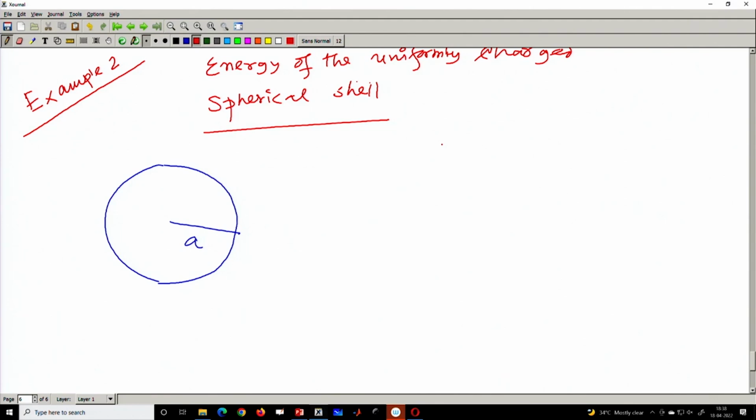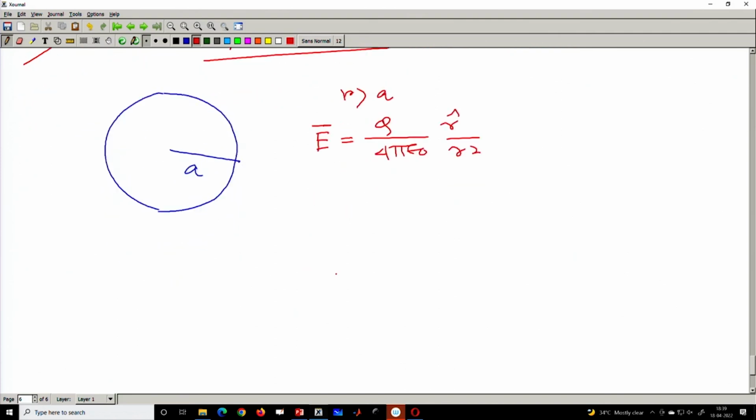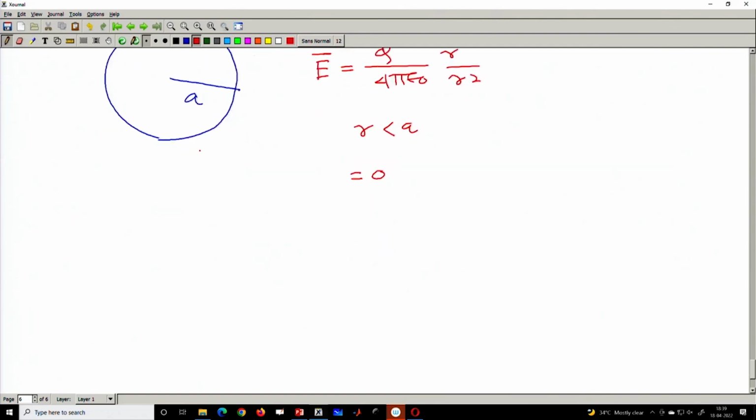So, the electric field we know for this shell at a point r greater than A is simply, using Gauss's law, q divided by, because q is the total charge, 4 pi epsilon 0 and then unit vector r by r square. That should be the value. Okay. And for r less than A, this value is 0. So, there will be no electric field inside this charged shell.